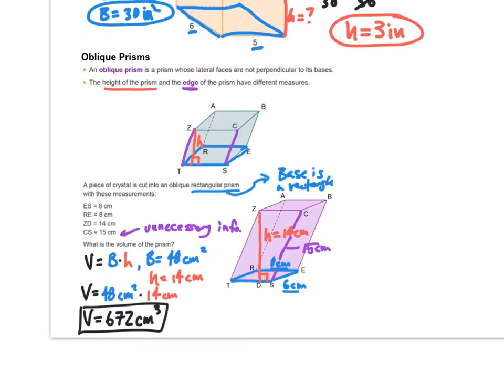So remember, with an oblique prism, we want to make sure that the height is the vertical length that's perpendicular to the base.